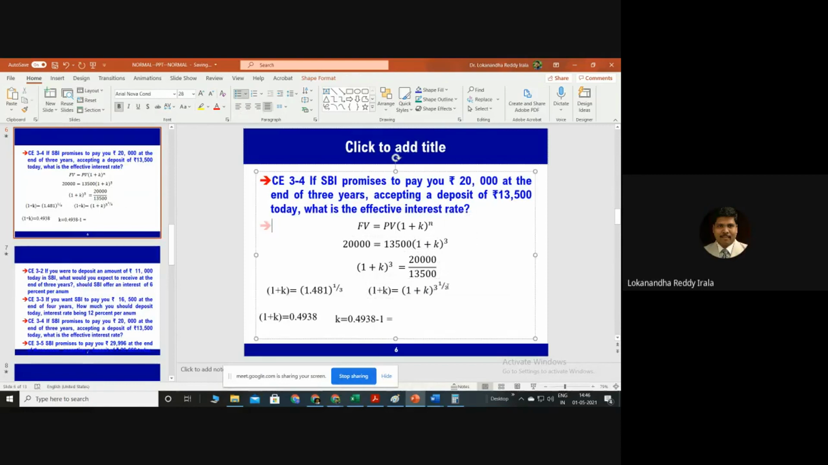You will not be required to do all this stuff. This is for understanding of the formula. Especially this one you need not do. So this is 1.481 whole to the power of 0.333. So now 1.481 whole to the power of 0.333.